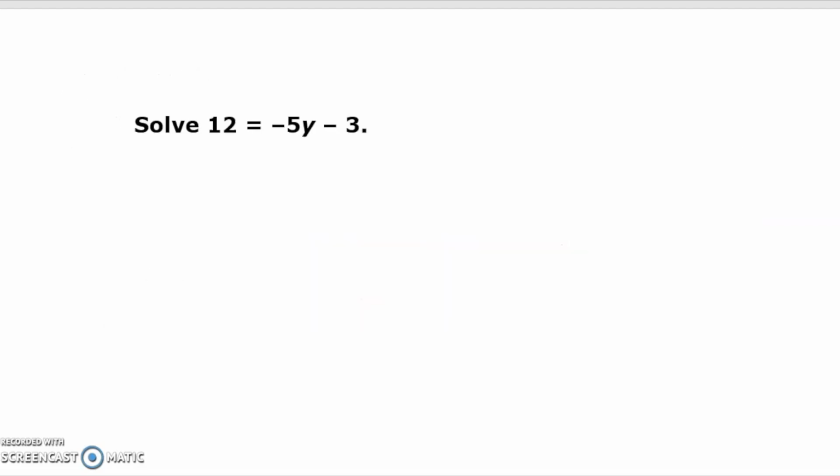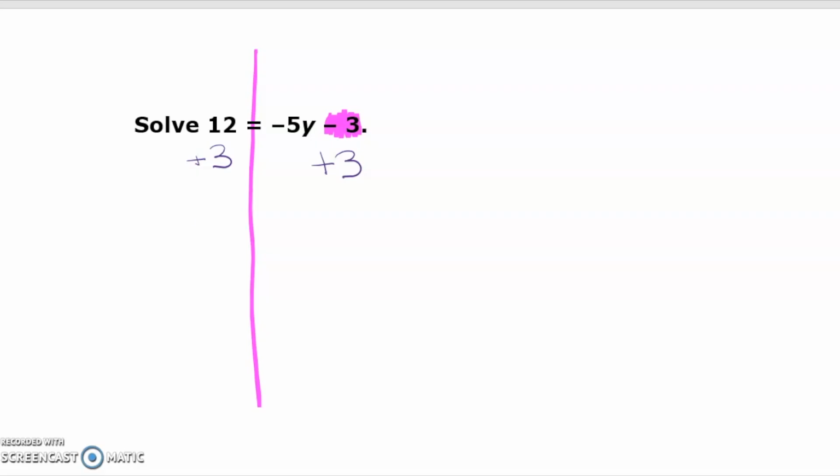So here we go. Here's our first problem. 12 equals negative 5y minus 3. So remember that whatever we do to the right side of our equation, we need to do the same thing to the left side of our equation. So we start by undoing the addition or the subtraction. So hopefully we can all see this minus 3. So the first thing that we're going to do is we're going to do the opposite of a minus 3, and that would be a plus 3. So again, we have to add 3 on both sides of our equation.